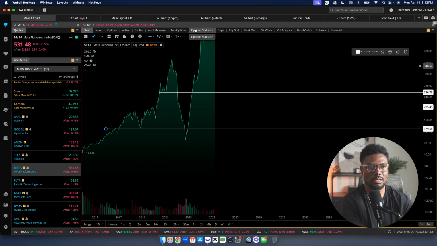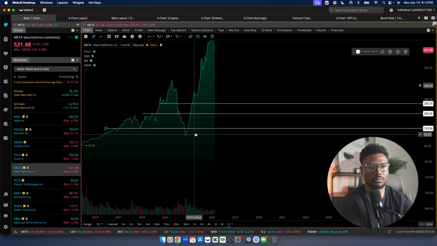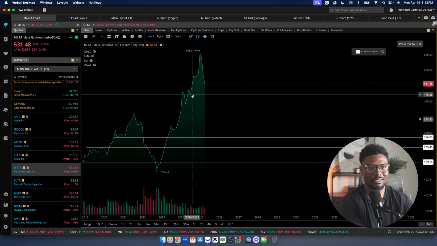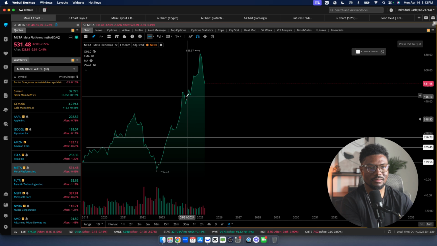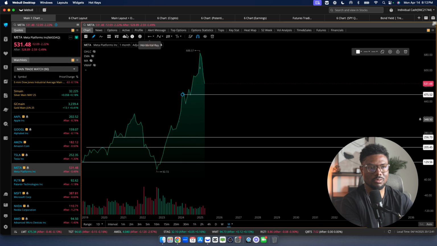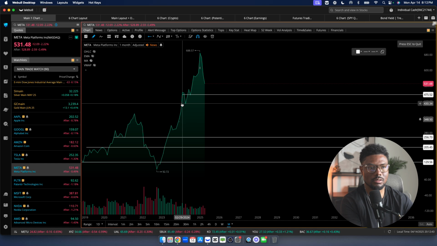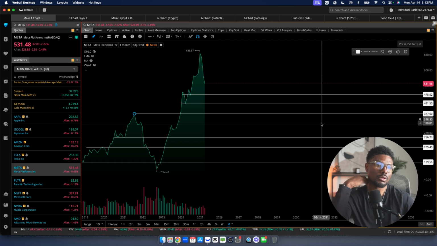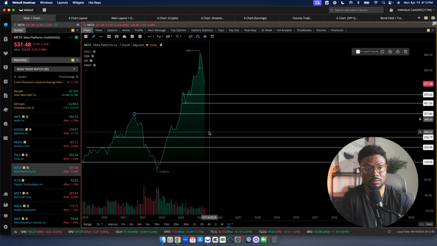All right, there's the dip. Load the boat. So do you see what Meta's doing now? What if it stair steps its way down again? So I'll mark those supports, support, and then previous resistance turned support. So can Meta fall all the way back down to $400?